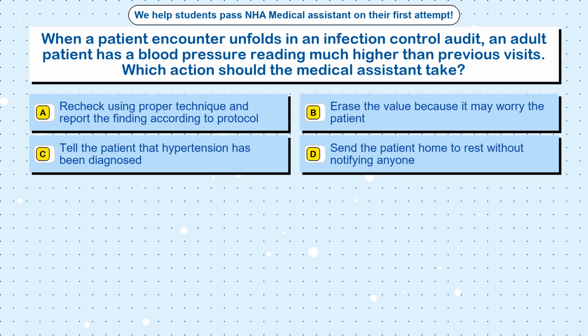Question 95. When a patient encounter unfolds in an infection control audit, an adult patient has a blood pressure reading much higher than previous visits. Which action should the medical assistant take? Option A, recheck using proper technique and report the finding according to protocol. Option B, erase the value because it may worry the patient. Option C, tell the patient that hypertension has been diagnosed. Option D, send the patient home to rest without notifying anyone.